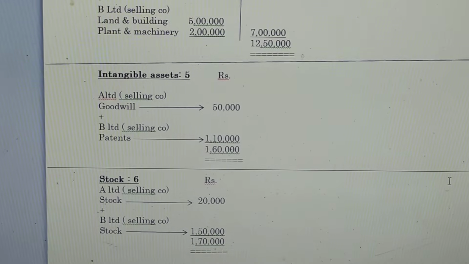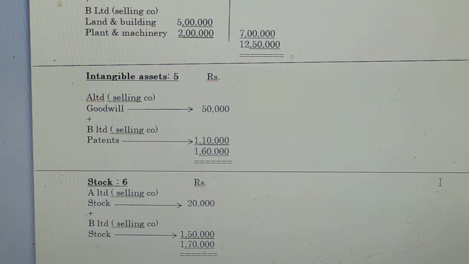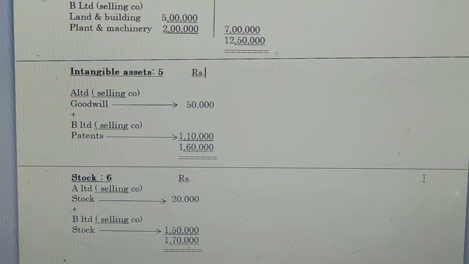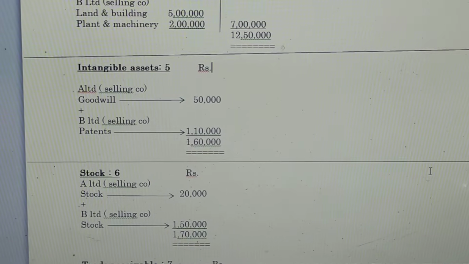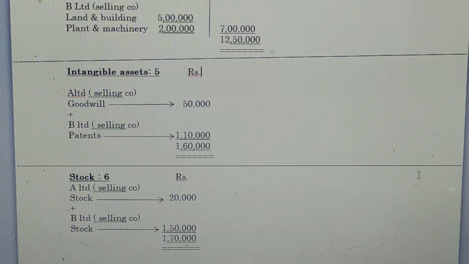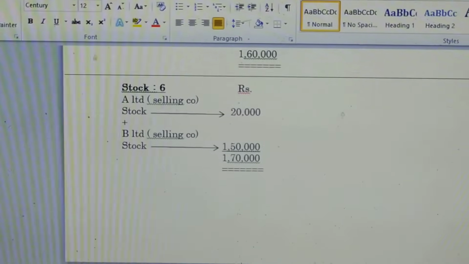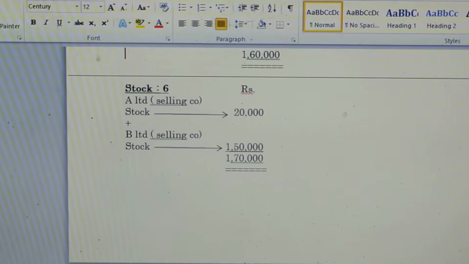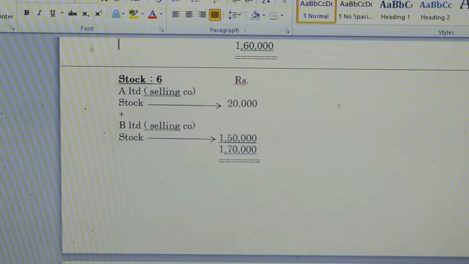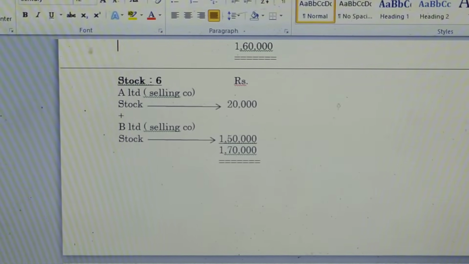Then note number 5 is intangible assets. Under the intangible assets we have to mention goodwill for A Limited, the amount is rupees 50,000, and patents for B Limited, the amount is rupees 1,10,000. So the total amount is 1,60,000. That is note number 5 total. And note number 6 is stock. Under the stock, the stock value for A Limited is 20,000 and the stock value for B Limited is 1,50,000. So the total is 1,70,000. That is note number 6 total.